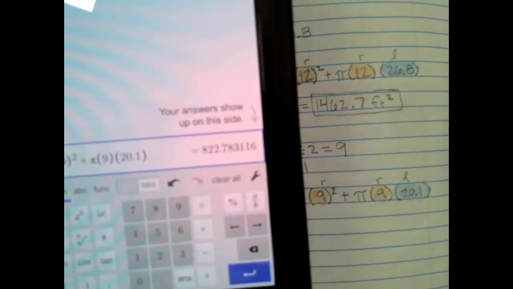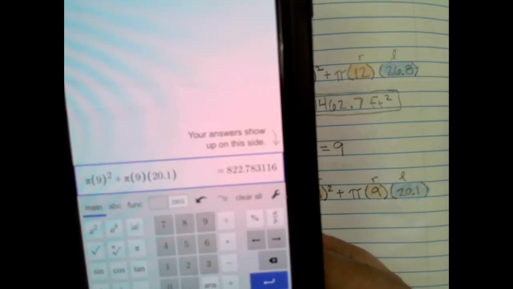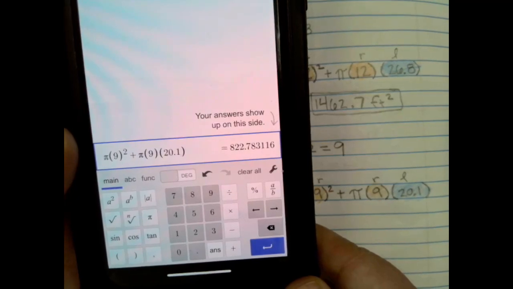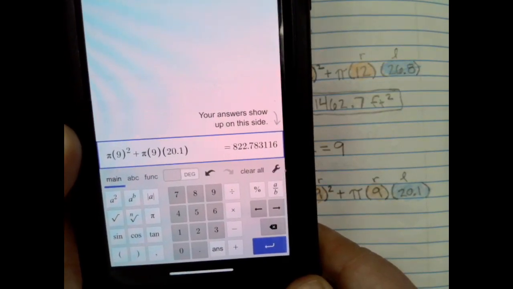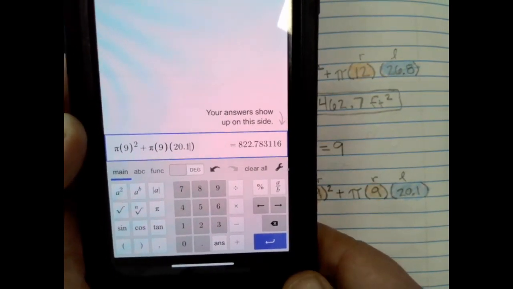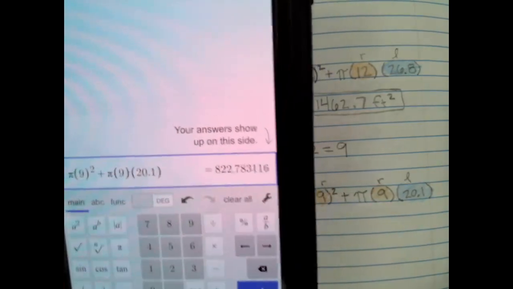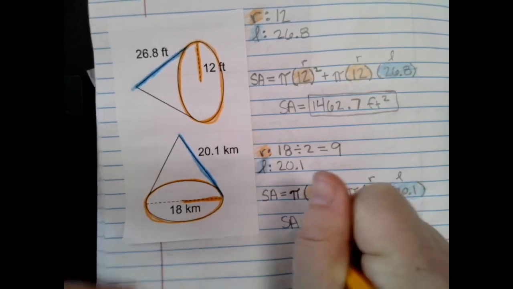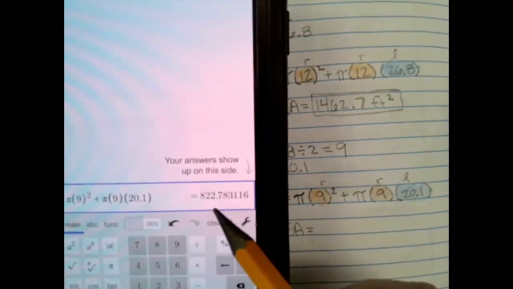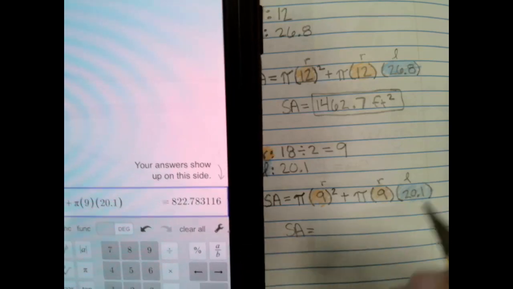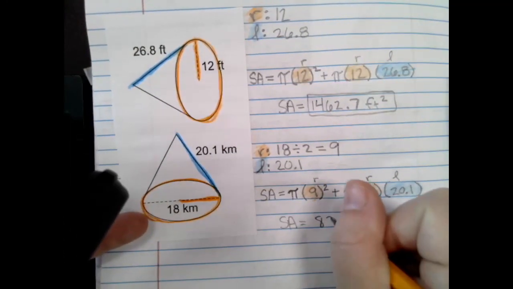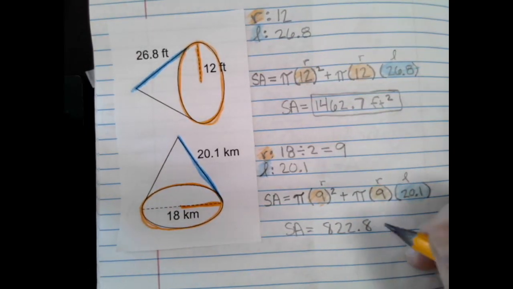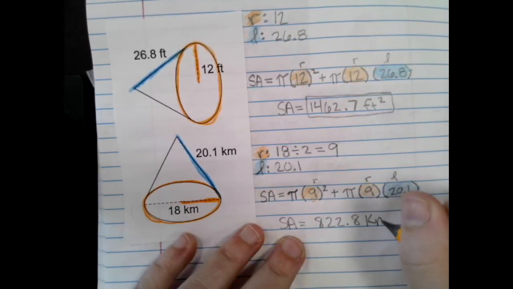And we get 822, and now we're going to keep that 0.7 or switch to 0.8. There we go. And switch to 0.8 because after the 7 is an 8, so that tells us to round up. So our surface area was 822.8 square kilometers.